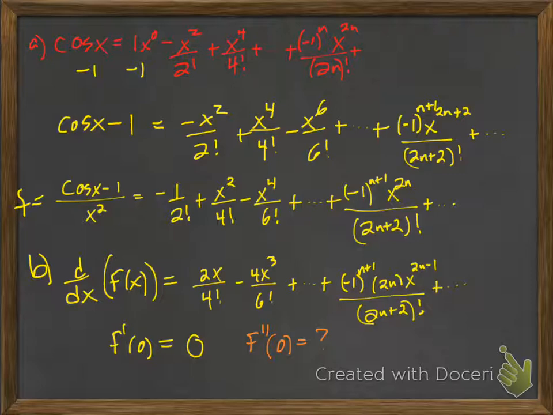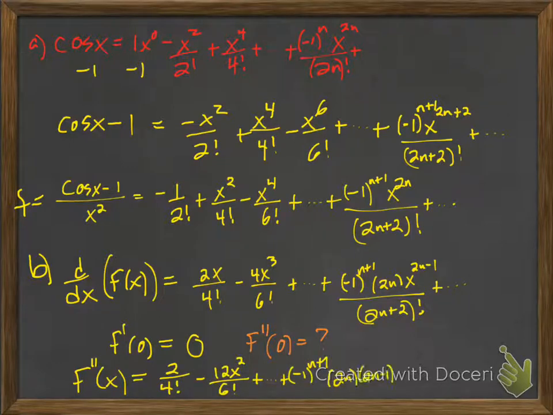So let's get f double prime. Do another derivative. So here it is, f double prime of x, you get 2 over 4 factorial, negative 12x squared over 6 factorial. I'm only putting in a couple terms. And then the nth term, you always bring down the power and reduce it by 1. The constants, the 2n stuff, all stays the same. The only thing that changes is we're reducing the power of x by 1, pulling its power out front in the power rule.